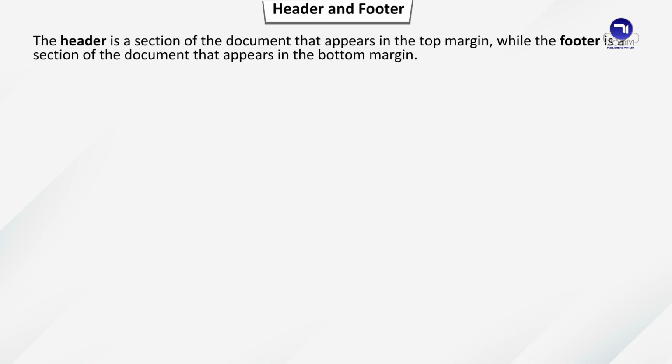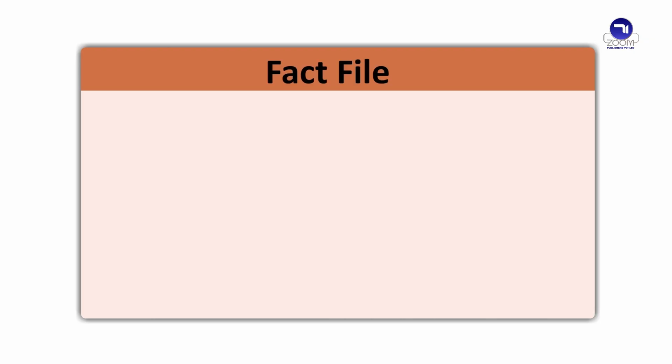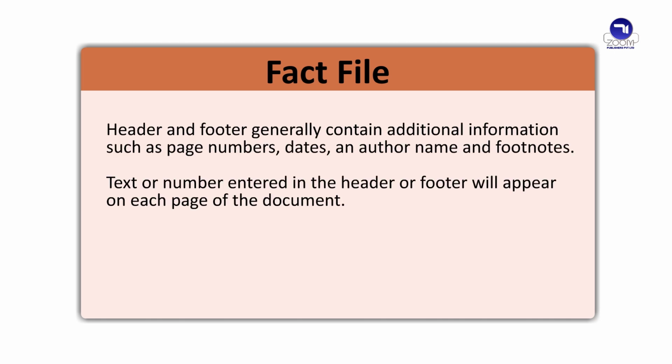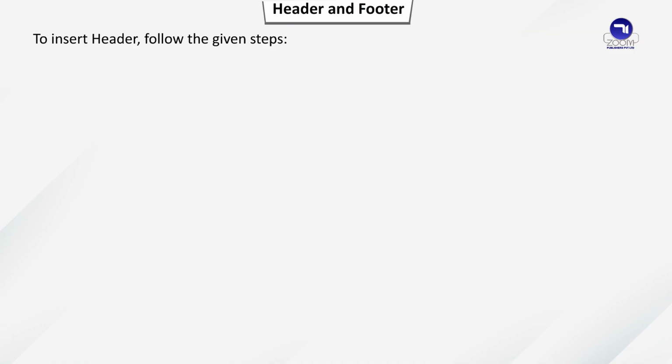Header and Footer. The header is a section of the document that appears in the top margin, while the footer is a section of the document that appears in the bottom margin. Fact file. Header and footer generally contain additional information such as page numbers, dates, author name, and footnotes. Text or number entered in the header or footer will appear on each page of the document.